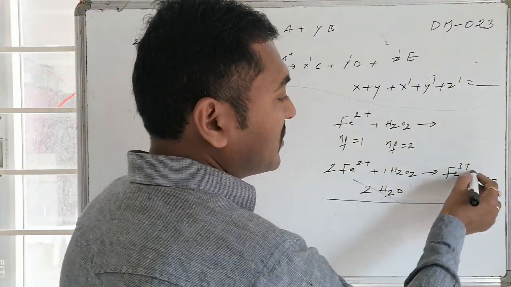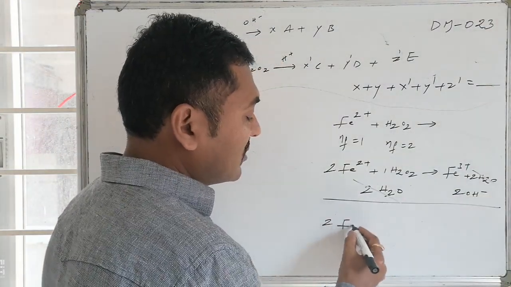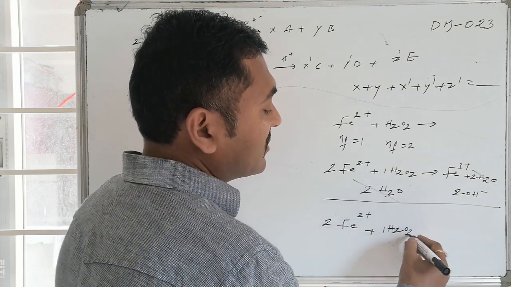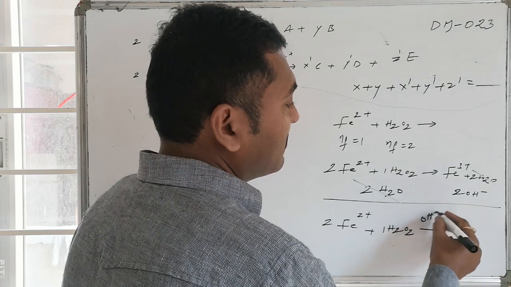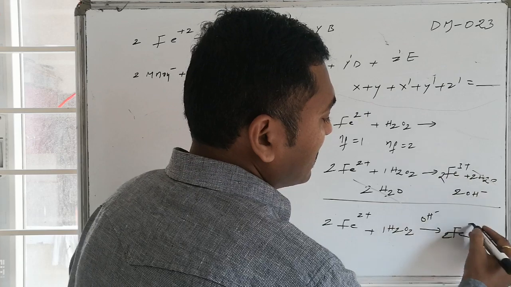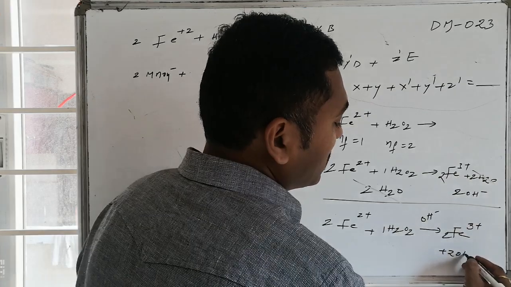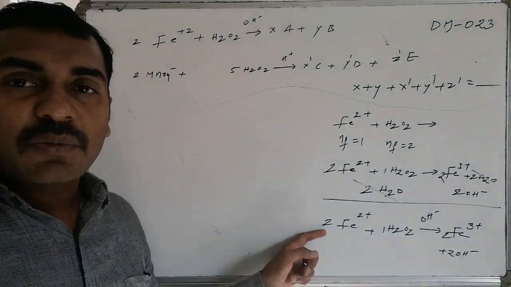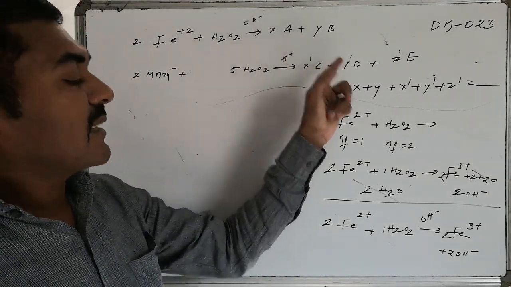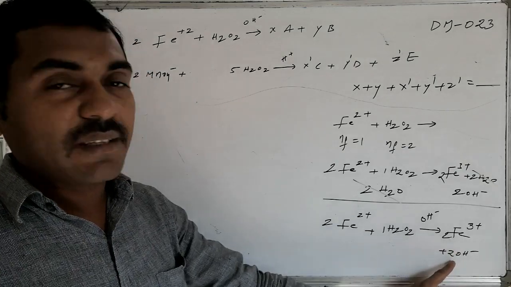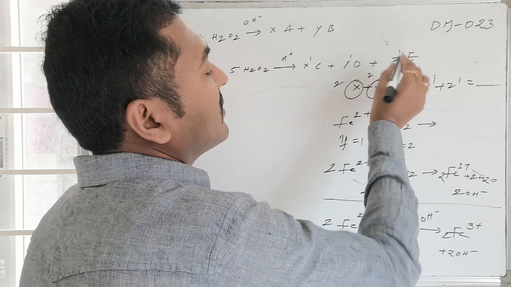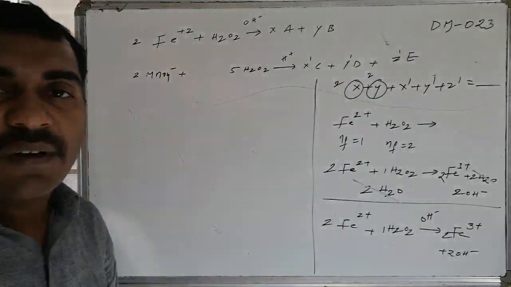Now 2 waters get cancelled, so it is 2Fe2+ plus 1 molecule of hydrogen peroxide in basic medium converted to 2Fe3+ followed by 2OH-. So 2 is the reference here. For X and Y, that is A and B's coefficients, one of them is 2, the other is also 2. This is the first half of balancing.